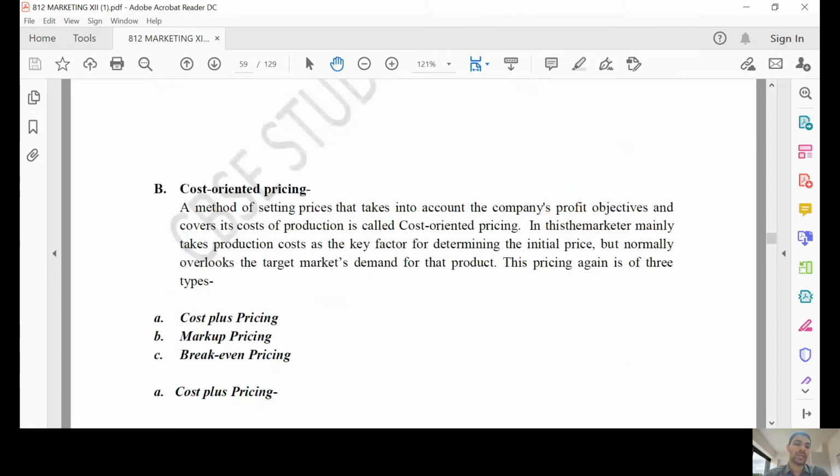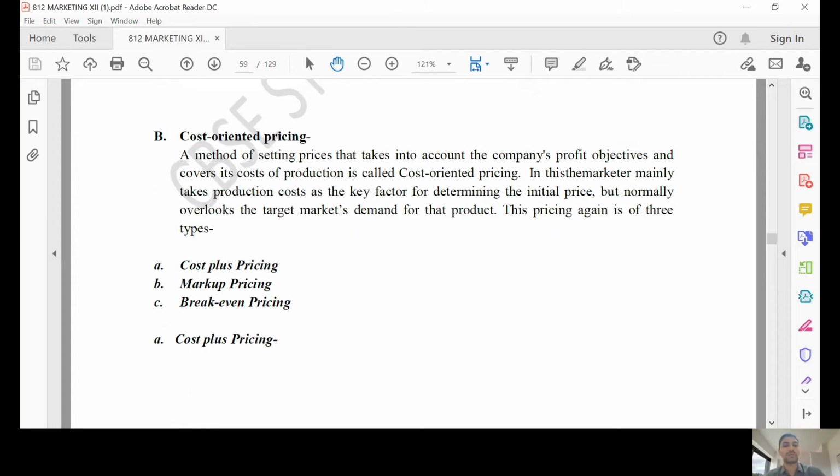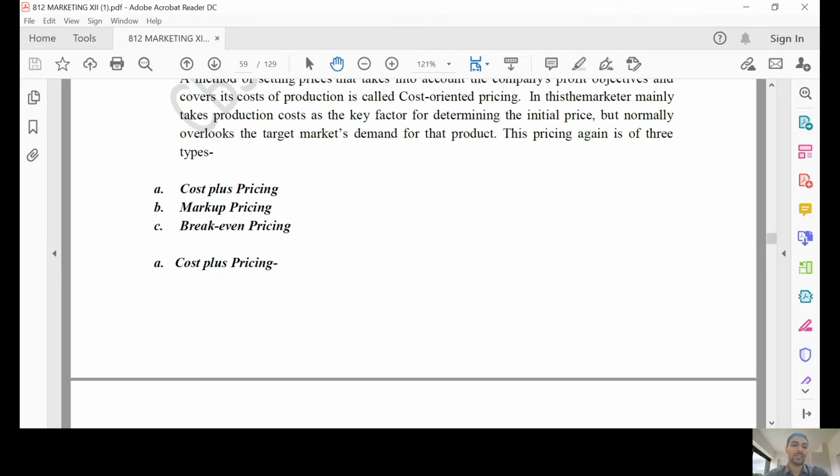The first one was demand-oriented pricing, where the price is fixed based on the demand for the product. But here we are fixing the price based on the cost of the product. If the cost of manufacturing, the cost of making the product, is more, in that case we have to increase the price, and vice versa. So there are three different types of cost-oriented pricing: cost plus pricing, markup pricing, as well as break-even pricing.